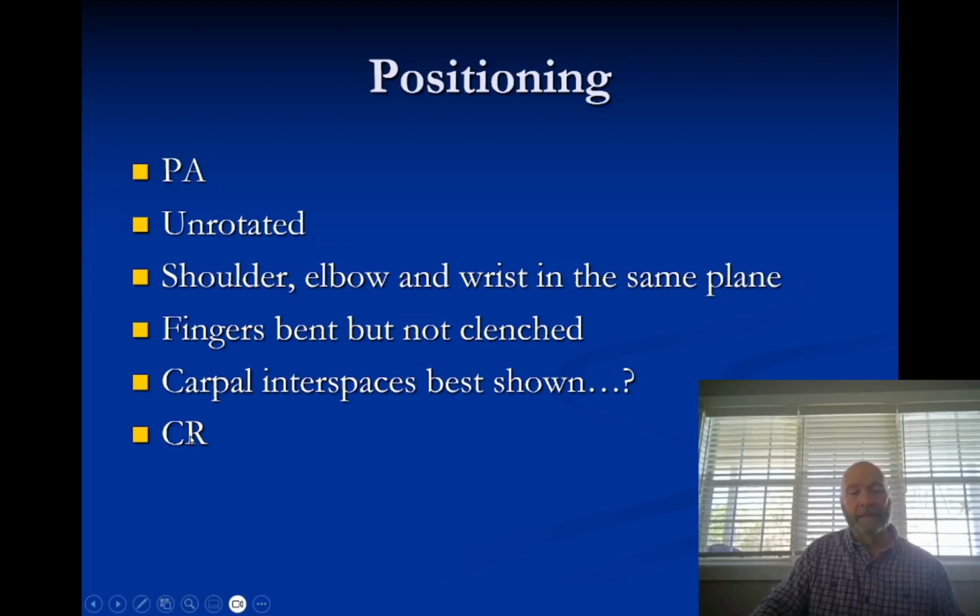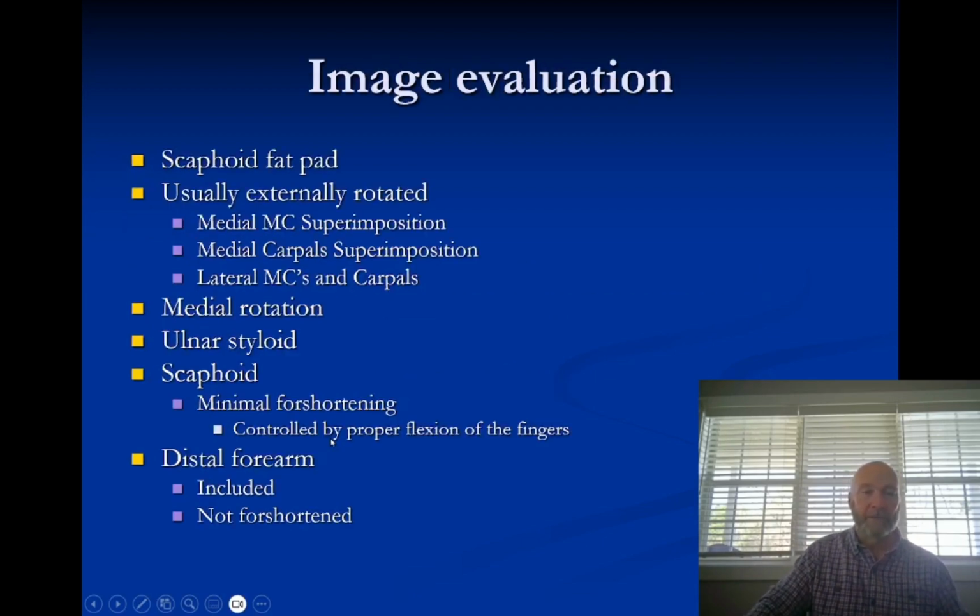Central ray, again, to the mid-carpal region, but you want to open up in this dimension far enough that you can see half of the palm of the hand and also the distal third of the radius and ulna. So the things that we want to evaluate for, we already talked about the fat pad.